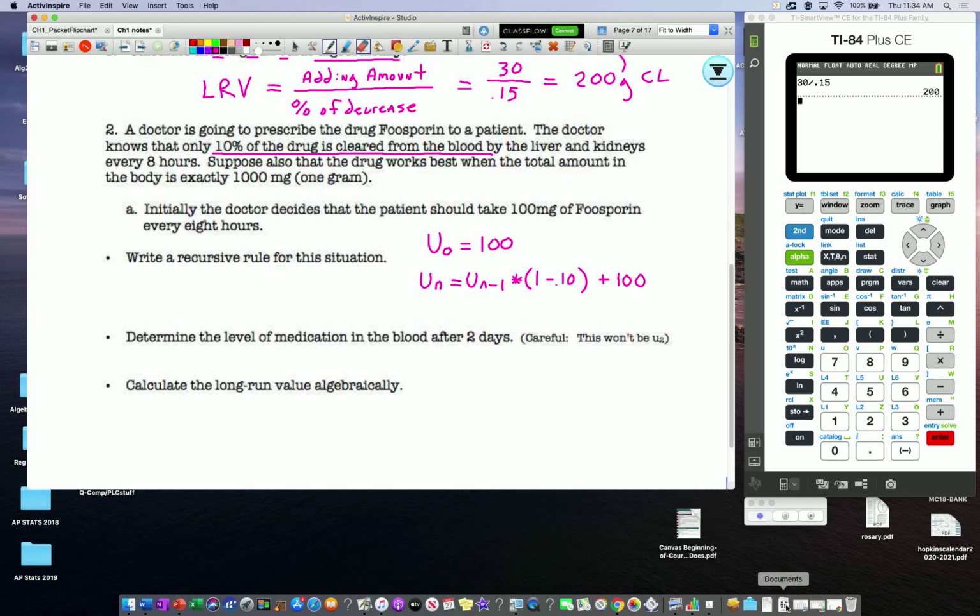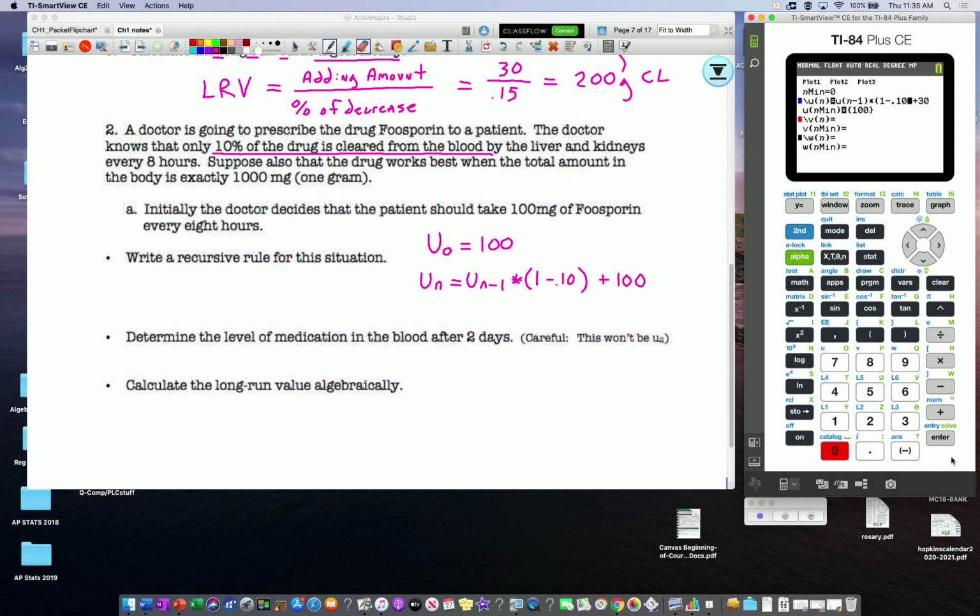Okay? So now I'm going to type this in my calculator. I'm going to go to my y equals. So this bottom number down here is 100, because that's how much I'm going to start with, an initial dose. So I go up to my equation. Now I want to write it as 1 minus 0.10. But instead of adding 30, I'm adding 100. So what's nice is I actually didn't have to delete anything on that one. All right, so I got it in my calculator.